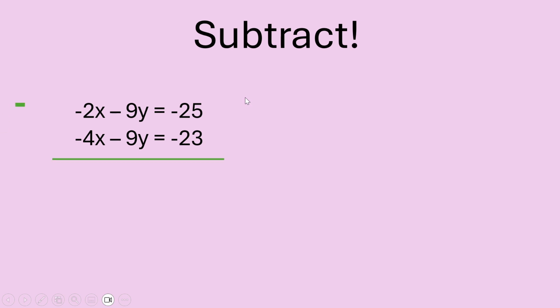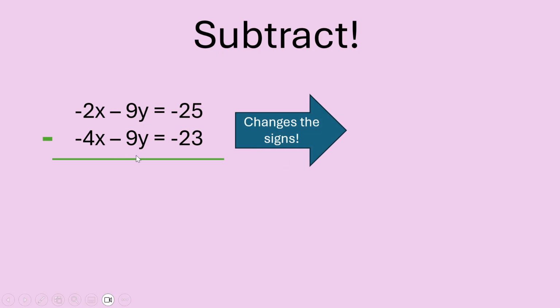Okay, so we're going to go ahead and subtract the second equation. And what happens is when you subtract the second equation, the subtraction will change the signs of that second equation. The first equation will remain the same: negative 2x minus 9y equals negative 25. And in the second equation, the signs get changed because you are distributing the subtraction. So double negative here becomes positive 4x, and double negative over here becomes positive 9y, and double negative over here becomes positive 23. So here, the signs of the second equation, all of them get changed.